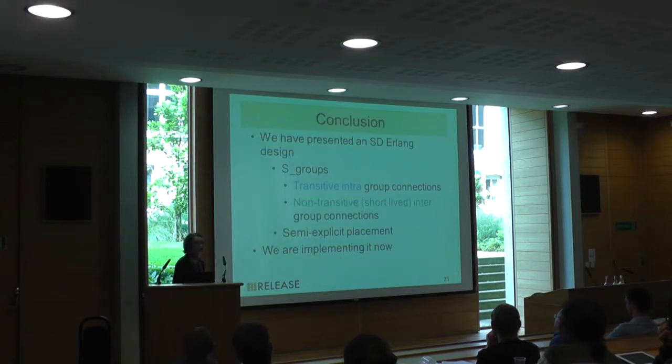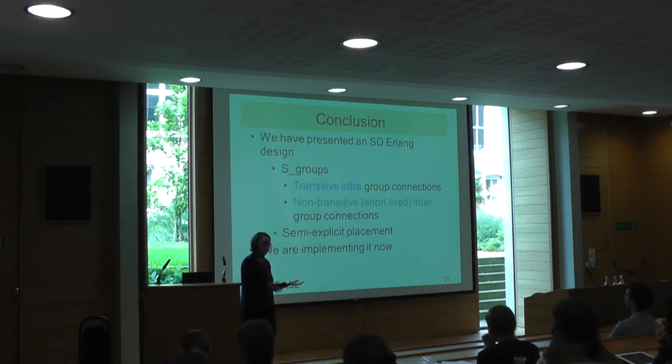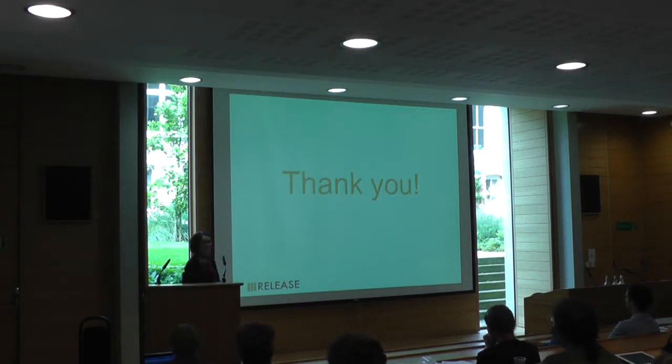So in conclusion, this is the design of SD Erlang. The main two things that we want to implement there are S groups, to restrict the number of connections we have. For that we introduce transitive connections within S groups and non-transitive connections between nodes that belong to different S groups, that don't share the same S group. And also we want to introduce explicit placement to help a programmer place those processes. We're implementing it now, we're working on it. Thank you.